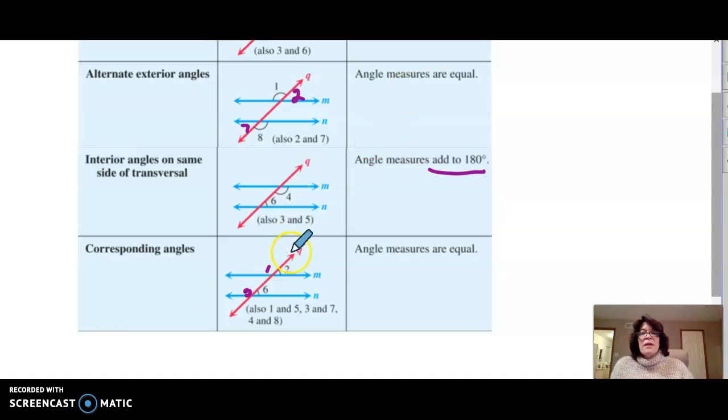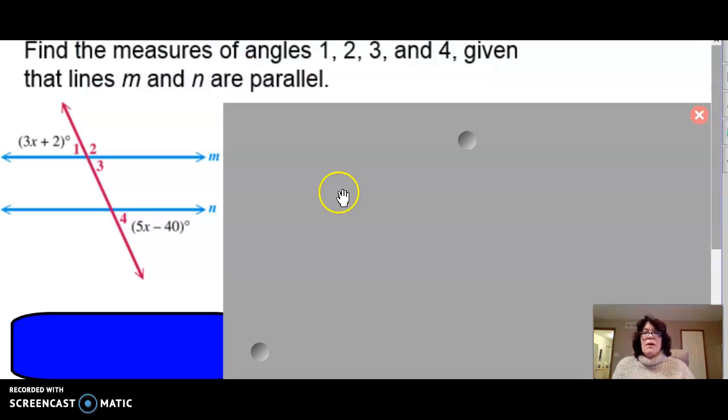Also corresponding are 3 and 7, and also corresponding are 4 and 8. So we can see they have marked for us 2 and 6, also 1 and 5, 3 and 7, 4 and 8. Those are corresponding angles, and they're equal as well. You had those in geometry.